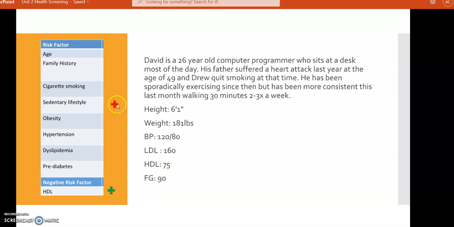So we have sedentary, we should have a star for dyslipidemia, and then HDL is positive, so we end up with only one risk factor. Okay, so that's how that works: we count all of these risk factors and subtract the HDL negative risk factor. So we end up with just one total risk factor for David.